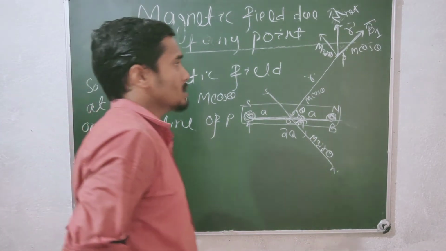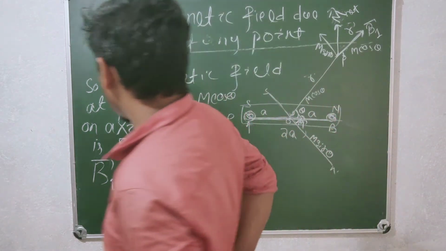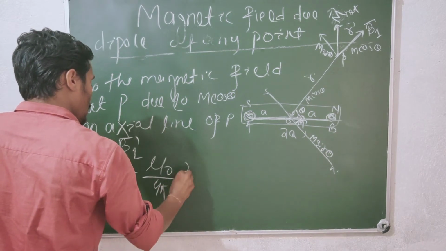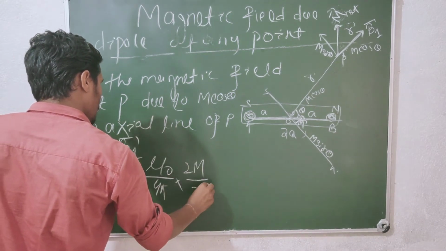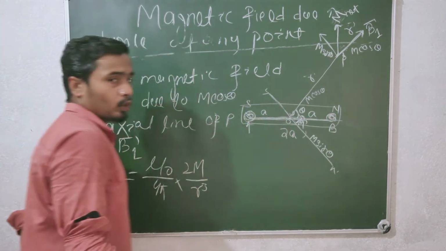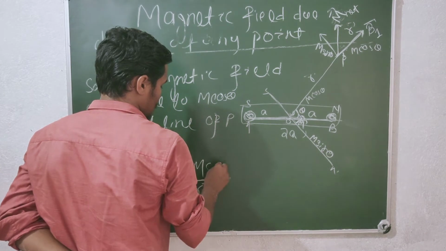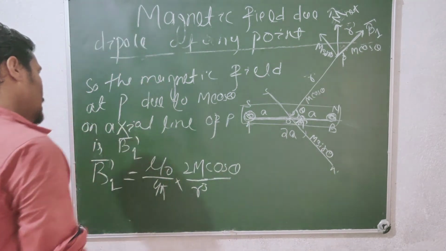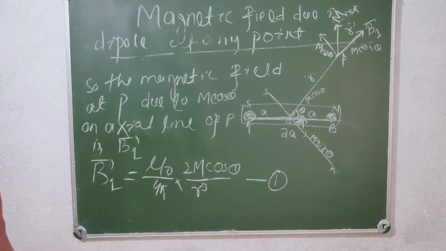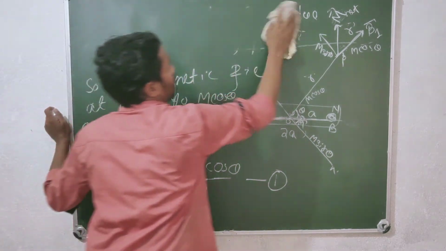I have already discussed in the previous class about the magnetic field on axial line due to dipole. And that formula is mu naught upon 4 pi into 2m upon r cube. But here, m vector splits up into two scalar components. One is called m cos theta, so here m becomes m cos theta. It will be 2m cos theta, and it is taken as equation 1. Now write down these notes from the blackboard, then I will remove it. Okay, now I will remove.